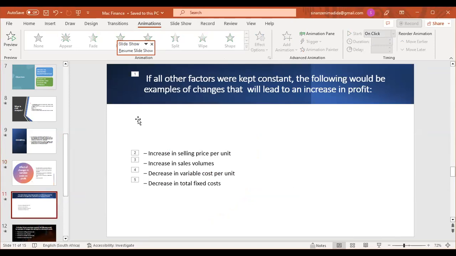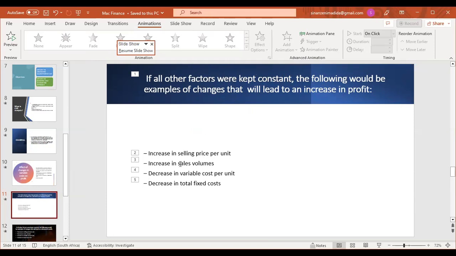Another statement that we need to understand on CVP: if all other factors are kept constant, they are not changing, the following will be examples of changes that will lead to an increase in profit. Now we are looking at what is going to increase our profit if all the other factors don't change. The increase in selling price. If we don't increase our variable cost, we only increase our selling price, our profit will increase. Remember, we said all the other factors were kept constant.